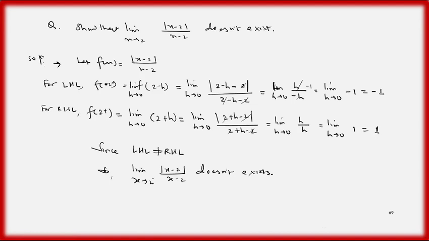Now we have to move to the next question. The next question is: show that the limit x tends to 0 of 1 by x does not exist. Solution: let f of x equal 1 by x.